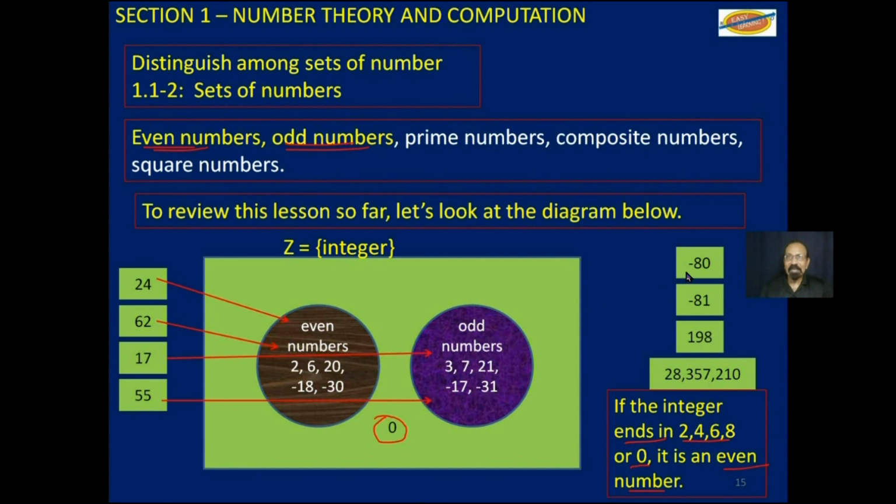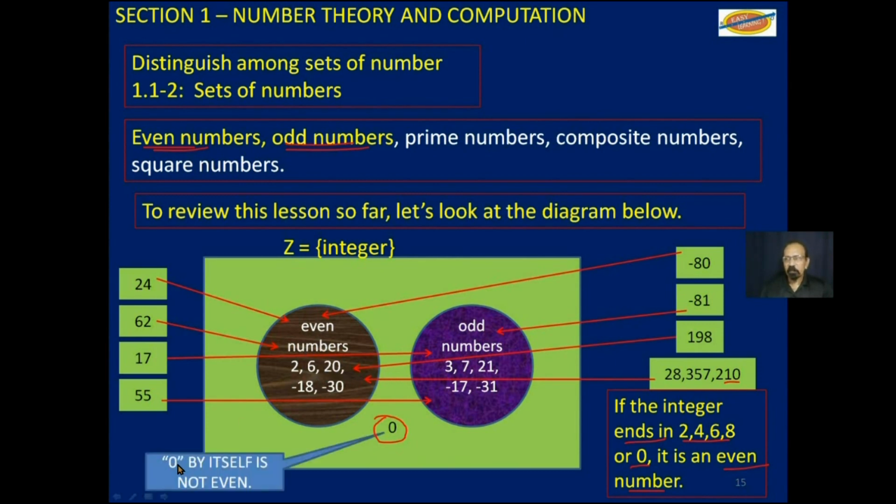number, negative 80 on this side here is an even number, negative 81 is an odd number, 198 is an even number. It can be divided by 2 without a remainder. And this extremely large number here, 28,357,210, it can be divided by 2 without a remainder. And so that is an even number. Now, 0 by itself is not even, and it's not odd neither. 0 by itself. But if a number ends in 0, it's an even number.